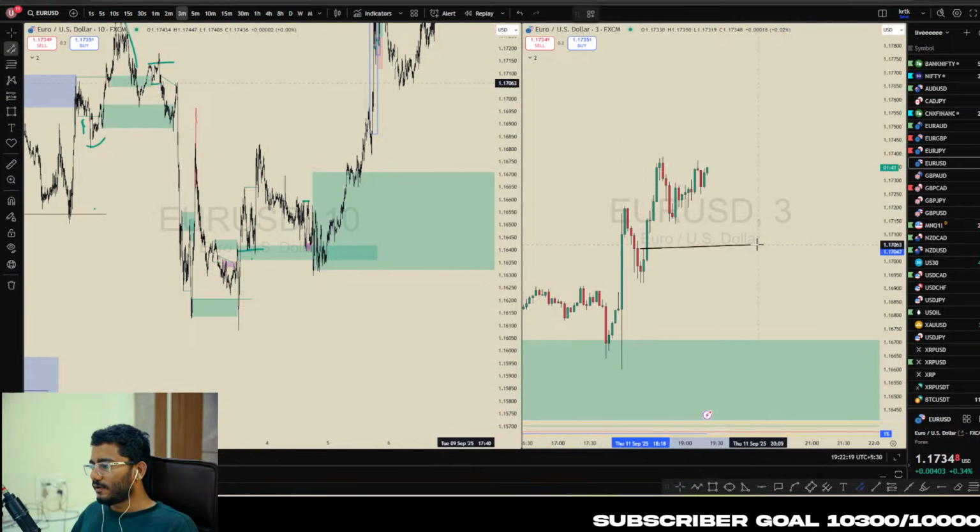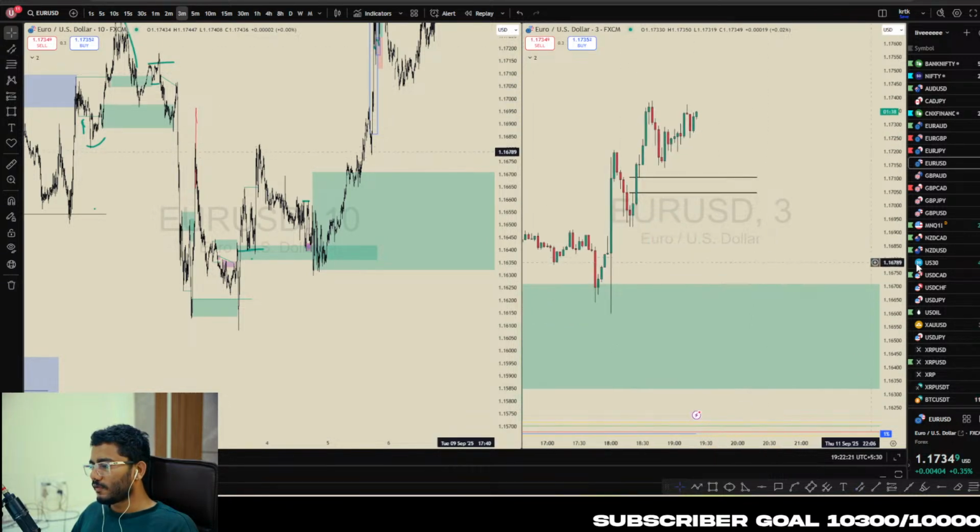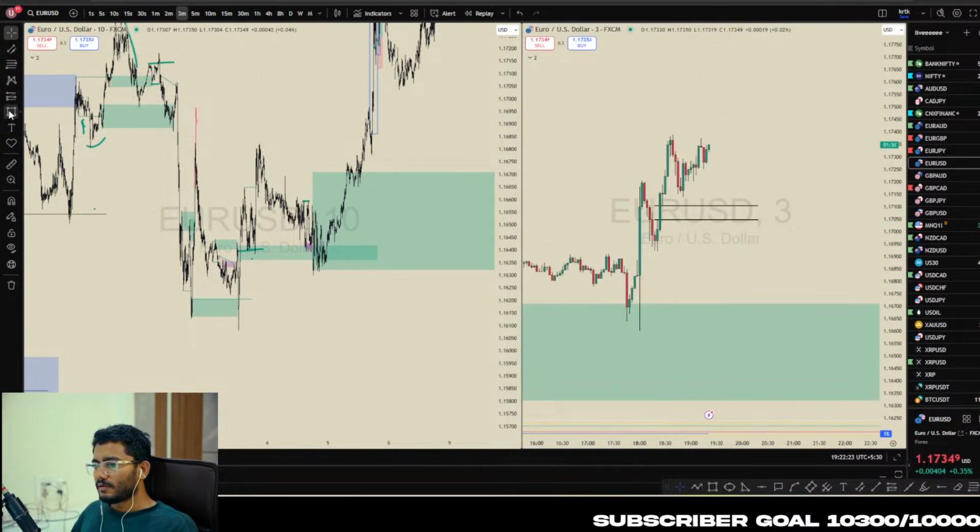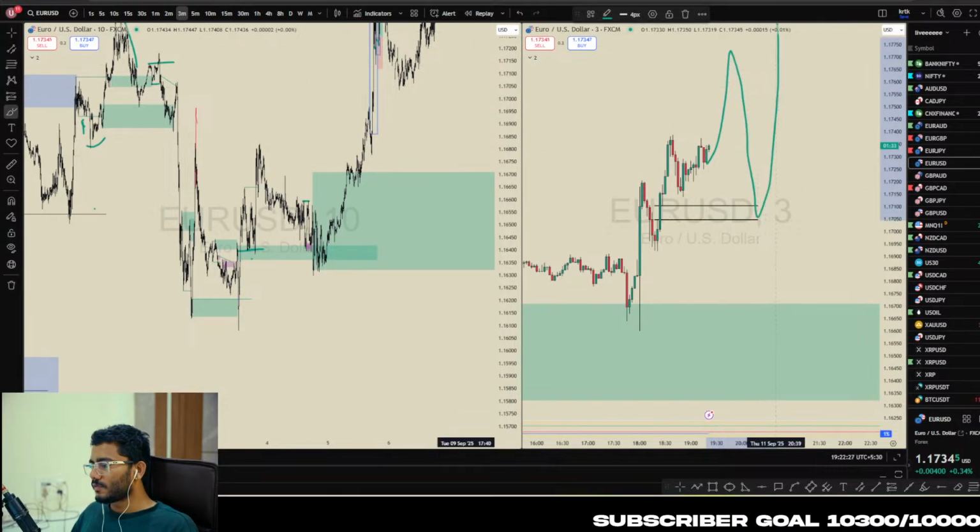Right now it's creating liquidity over here, like there is imbalance in the price. So it can continue to the upside. Again, if price comes, it can react from this, sweeping this liquidity. That's how price works.